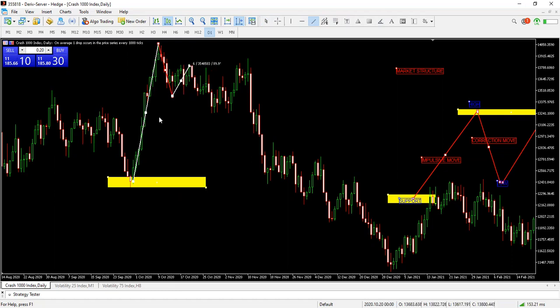This place is also called what? It's a correction. I will teach you something. Because it didn't break the first high, right? It didn't break the first high. It's also a correction. It didn't break the first high. It's also what? A correction. Now, it came down here.